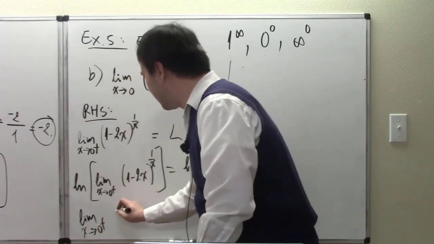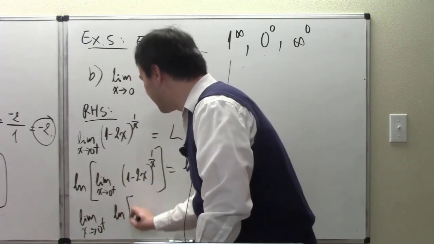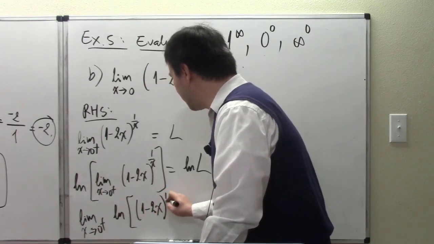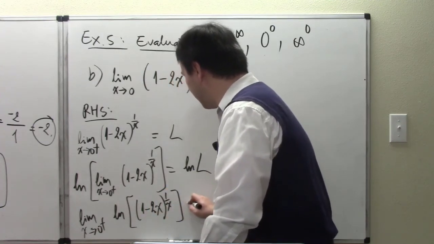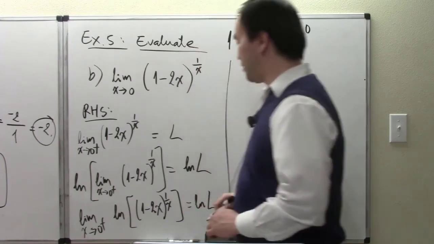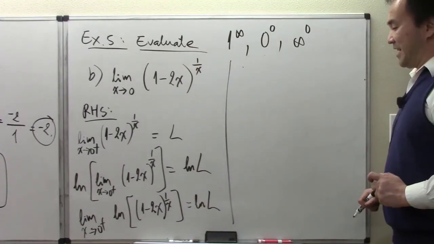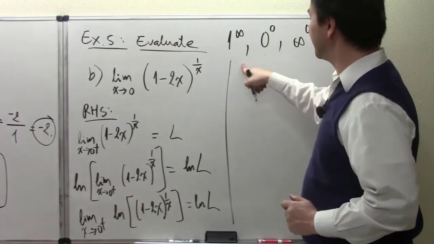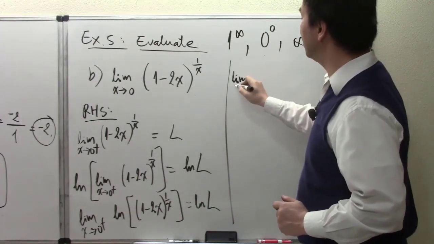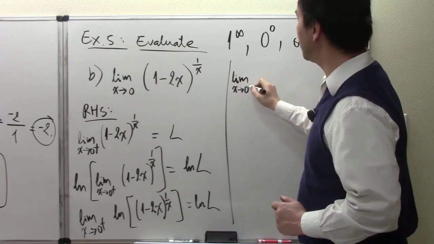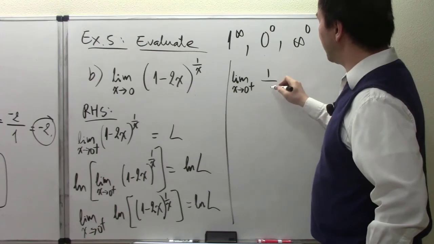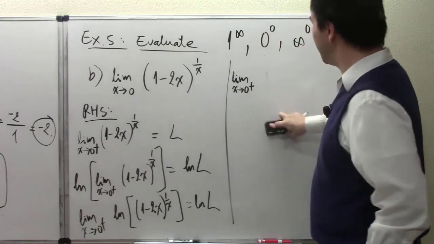And now that becomes the logarithm of (1 minus 2x) raised to the power 1 over x, equals natural log of L. Now I can bring the 1 over x down on the left hand side. I'm looking at a limits problem, x going to 0 from the right hand side. It's 1 over x, and we have seen this in the earlier part.